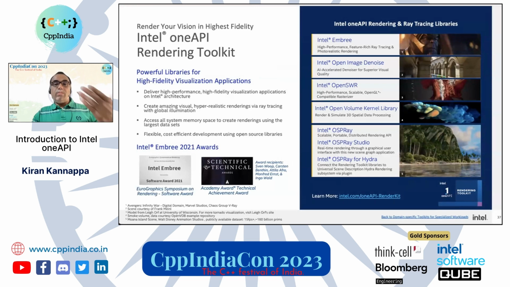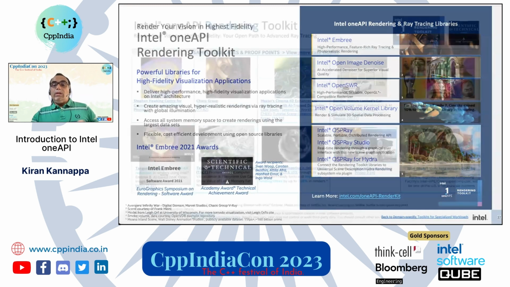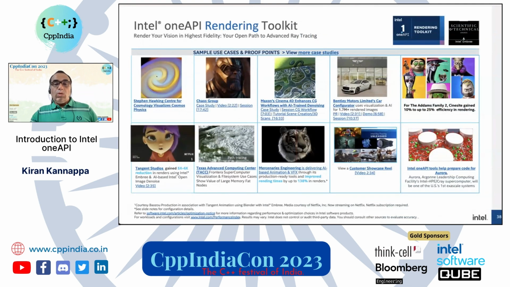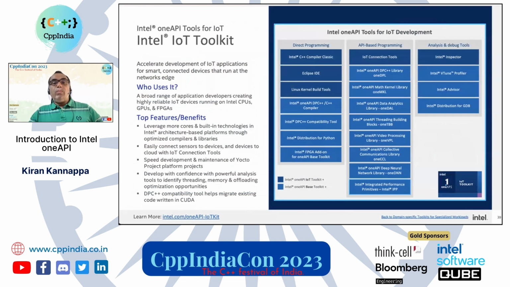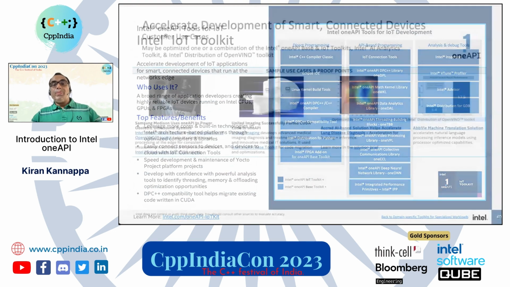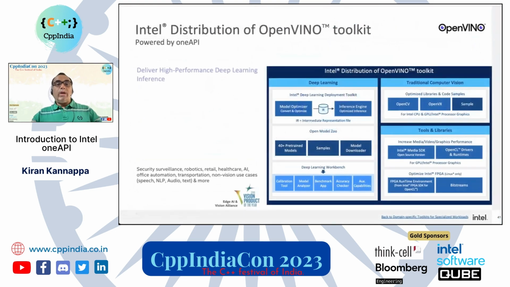This is not my domain, but some of these standard libraries are available for inferencing, for working efficiently on the CPU and the GPU, and some benchmarking with rendering. Then the IoT toolkit, predominantly here you will find the C++ classic compiler. Then there's an IoT connection tools library, and then the inspector, which is the correctness checker, and some benchmark with it. And quickly run through distribution of OpenVINO.